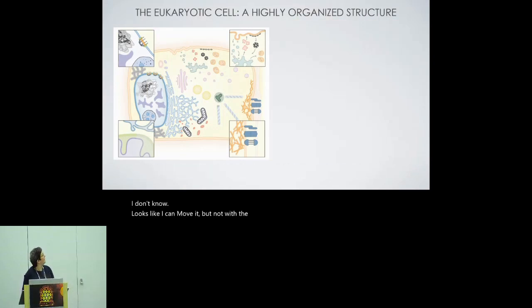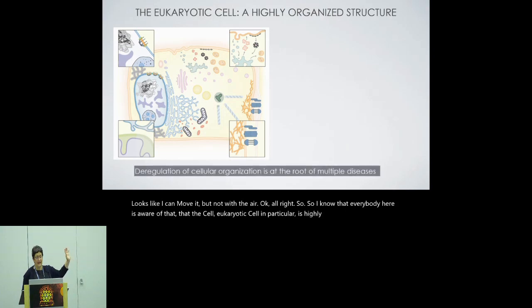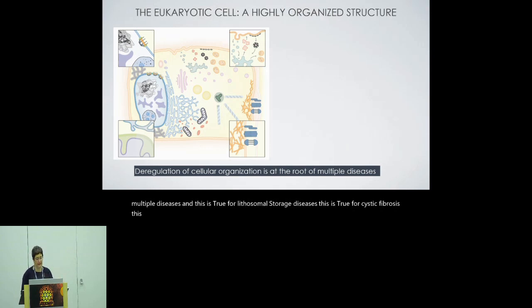Okay. All right. So I know that everybody here is aware that the cell, the eukaryotic cell in particular, is highly organized. And for people that work on diseases, you will know that the deregulation of cellular organization underpins multiple diseases. This is true for lysosomal storage diseases, for cystic fibrosis, and for many different cancers.